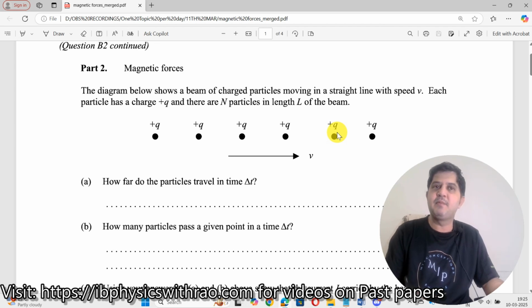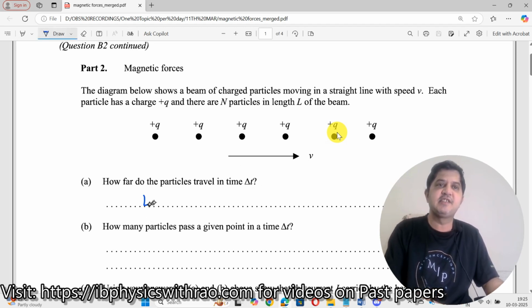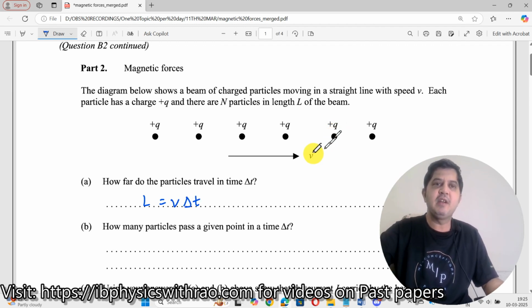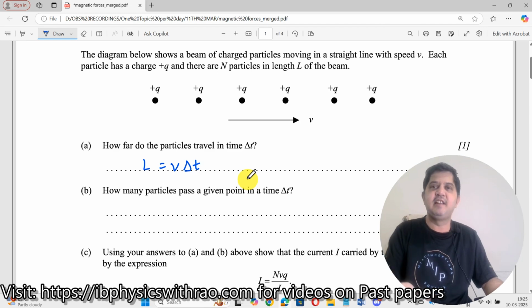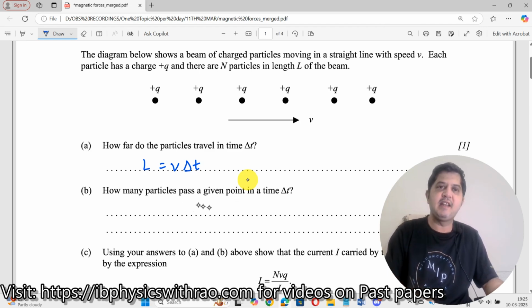Okay, this is a problem coupled with magnetic field along with the mechanics. So you can just say if delta t is known and v is known to you, then the distance traveled L is equal to v times delta t. Very easy question. Velocity times delta t, because it's not accelerating. It's only moving at a uniform speed, so you can write like this. How many particles pass a given point in a time delta t?